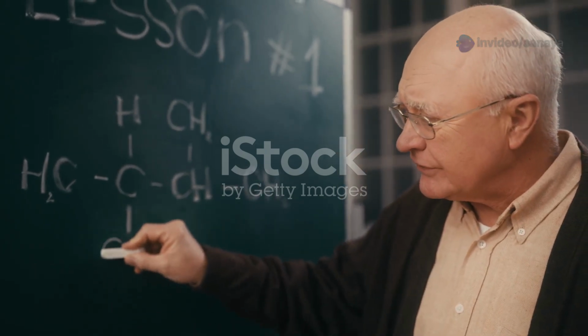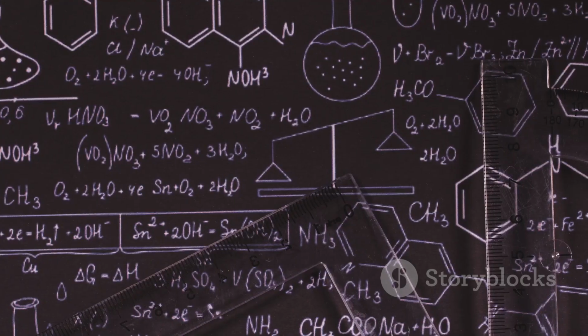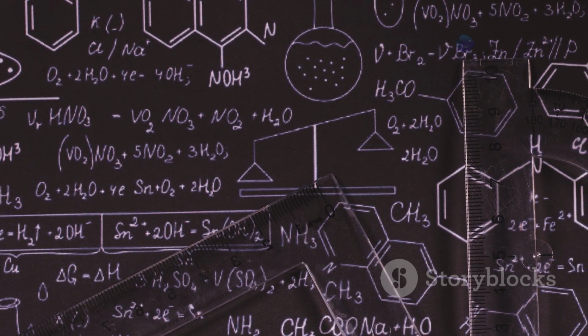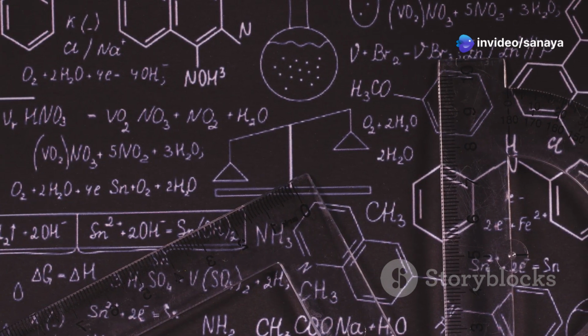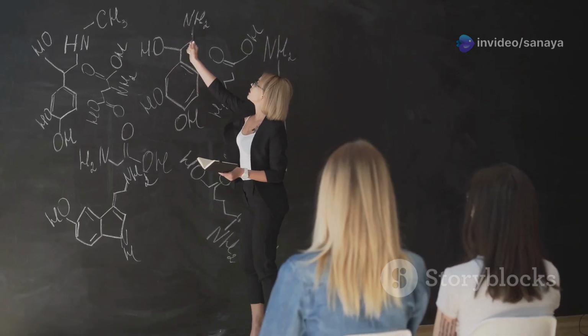An oxidation number shows the hypothetical charge an atom would have if all its bonds were ionic. It helps us track electron movement. If the number increases, the atom is oxidized. If it decreases, it's reduced. Assigning these numbers follows clear rules. Let's learn them.